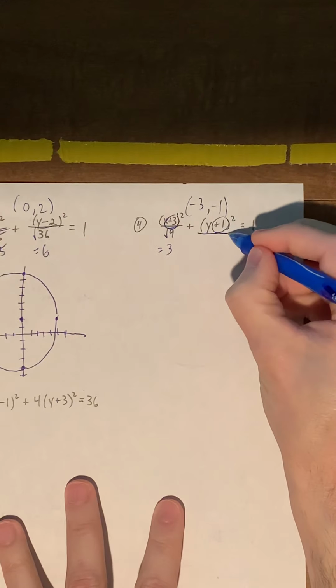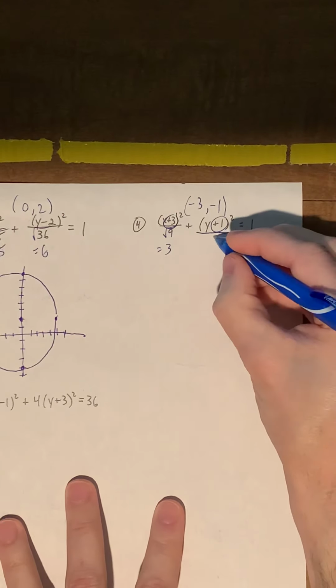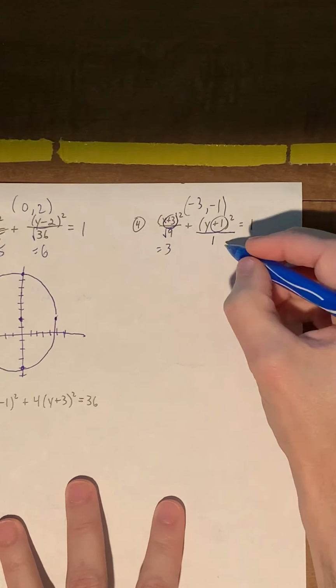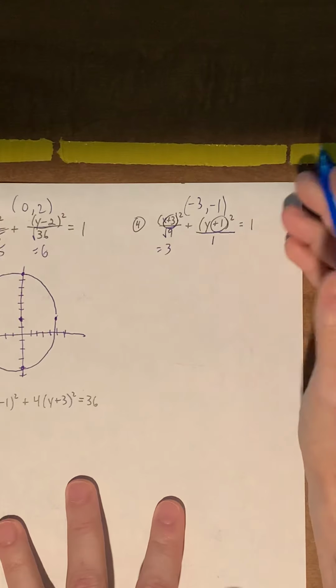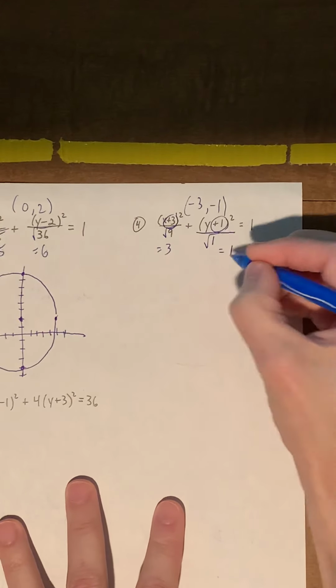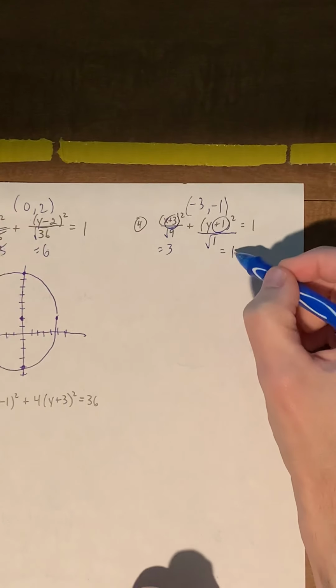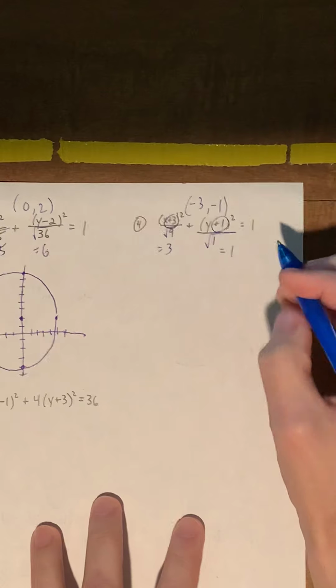Remember, you can make anything a fraction by putting what number underneath? Right, a 1. Now, this is the same thing as it was, because anything over 1 stays the same. Now you can take the square root. Square root of 1 is 1. Now you know how far to go up and down the Y direction. All right, we're ready to go.